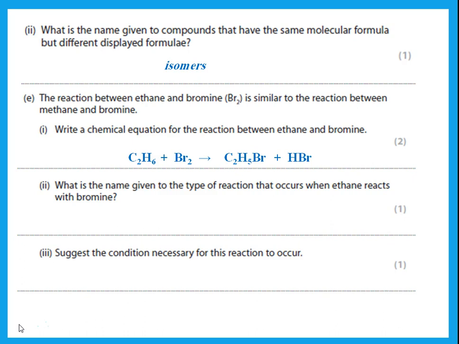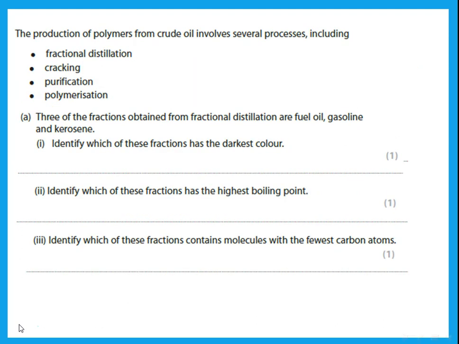What is the name given to this type of reaction? Remember, when alkane reacts with halogens, this is called a substitution reaction. What was the conditions for the substitution reaction? UV light. You have to remember.